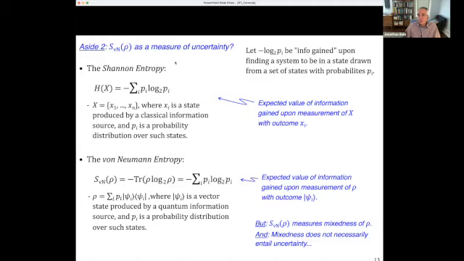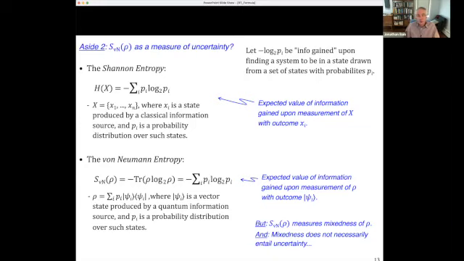But this interpretation of von Neumann entropy, again, should be taken with a grain of salt, because explicitly, the von Neumann entropy is a measure of the degree to which the density operator state is mixed. And as we saw, mixedness does not necessarily entail uncertainty.